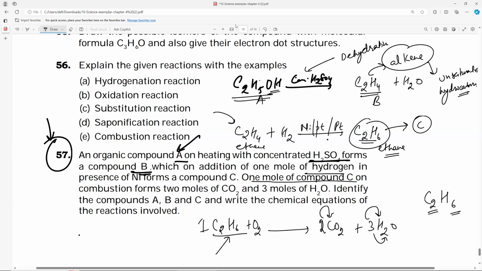So a 2 carbon compound is received when we hydrogenate 2 carbon alkene. And 2 carbon alkene is received when we have 2 carbon alcohol during the dehydration. So it is confirmed now that it is ethanol, it is ethene, it is ethane. Now you understood? Everybody in the class understood this one? Note this question and please write the answers properly.